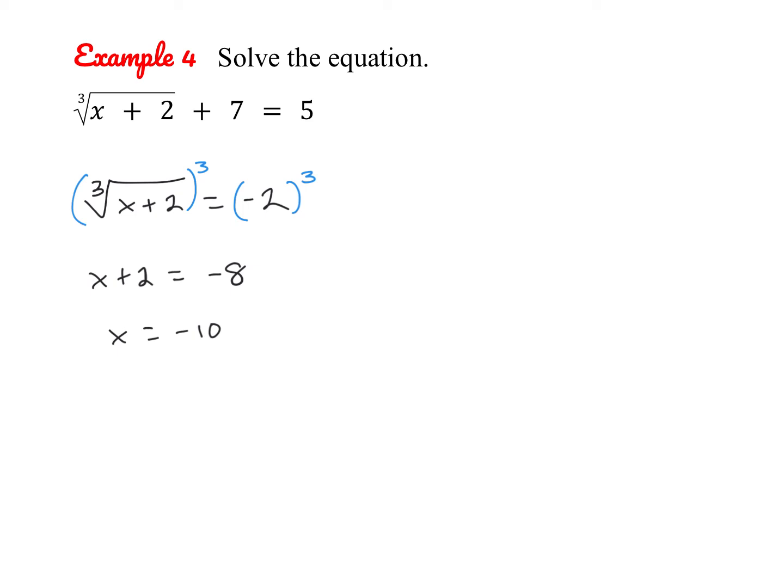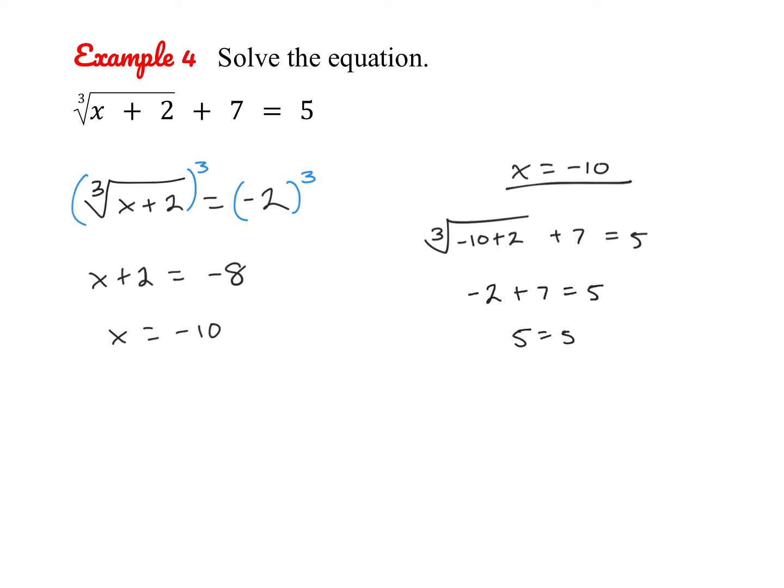So for these, we shouldn't get any extraneous solutions, but just to make sure, we could always plug in our answer to check. It's a good thing to do if you have extra time. So here we have the cube root of negative 8, which is negative 2, and then that gives us 5 equals 5. So again, with the odd index, we shouldn't be getting any extraneous solutions, but you can always plug in your answer to double check.